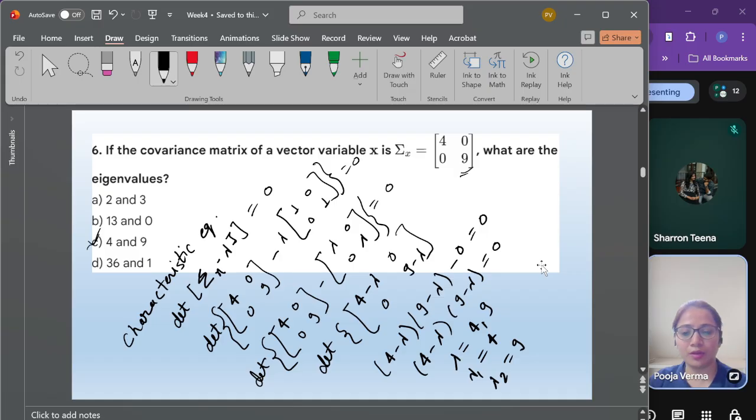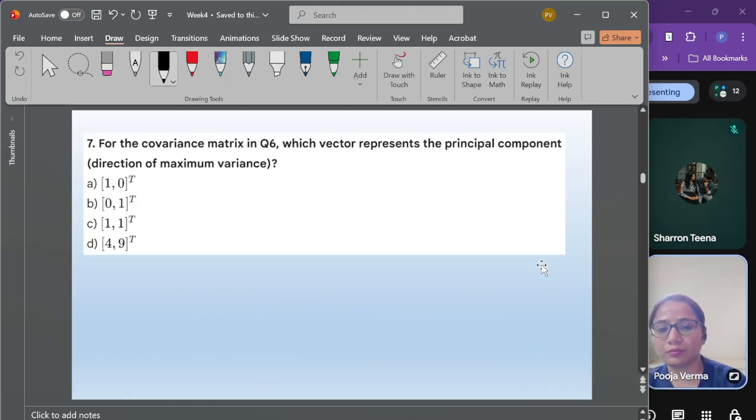So I hope you have got it. So now moving to our next question. The next question is also related to the previous question, for the covariance matrix given in question number 6.